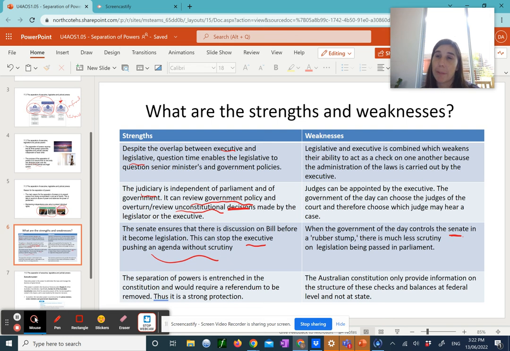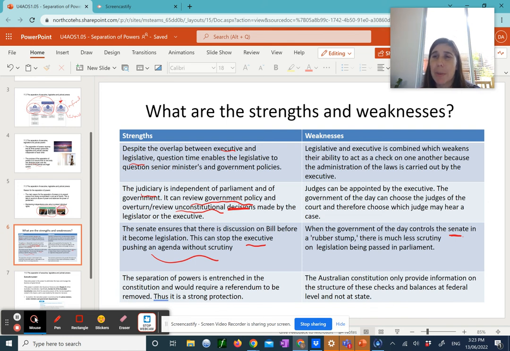The last thing is the separation of powers is entrenched in the Constitution and would require a referendum, a vote by everyone in Australia, to be removed. So this acts as a strong protection as a government of the day can't stop this check on power or these bodies of power without a referendum.